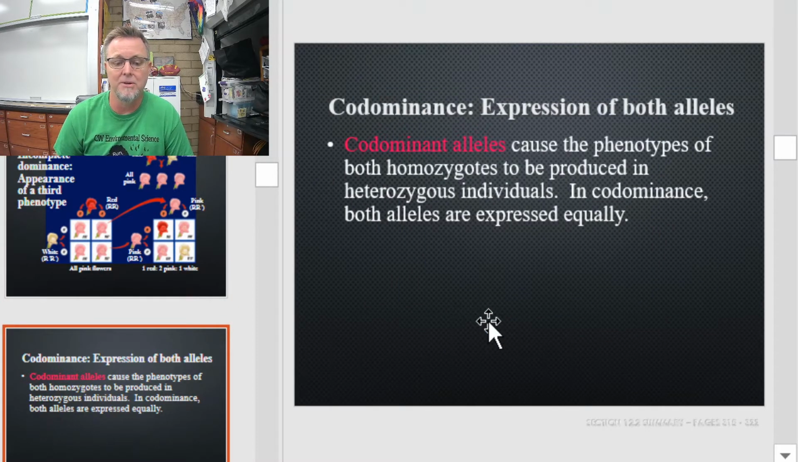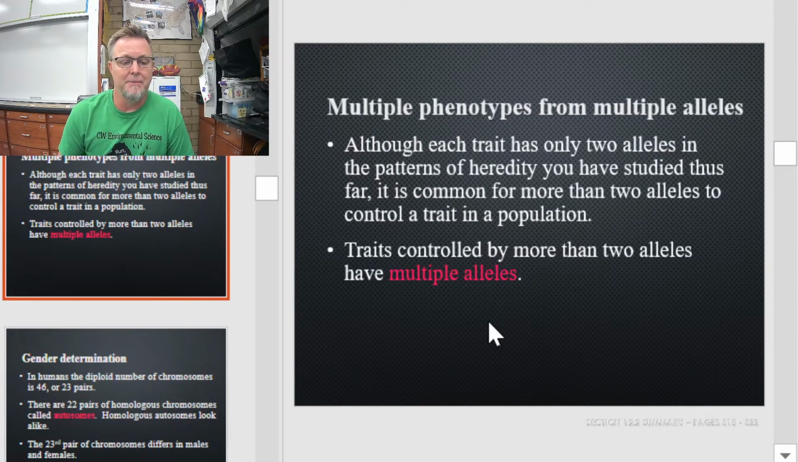All right, codominance. Codominance is a lot like incomplete dominance, but in this case, the phenotypes of both homozygotes are produced in the heterozygous individual. So in codominance, both alleles are fully expressed. Now, there really isn't a great example that I can show you of codominance, but you can imagine those snapdragons, instead of being pink, would probably be red and white striped, something like that.